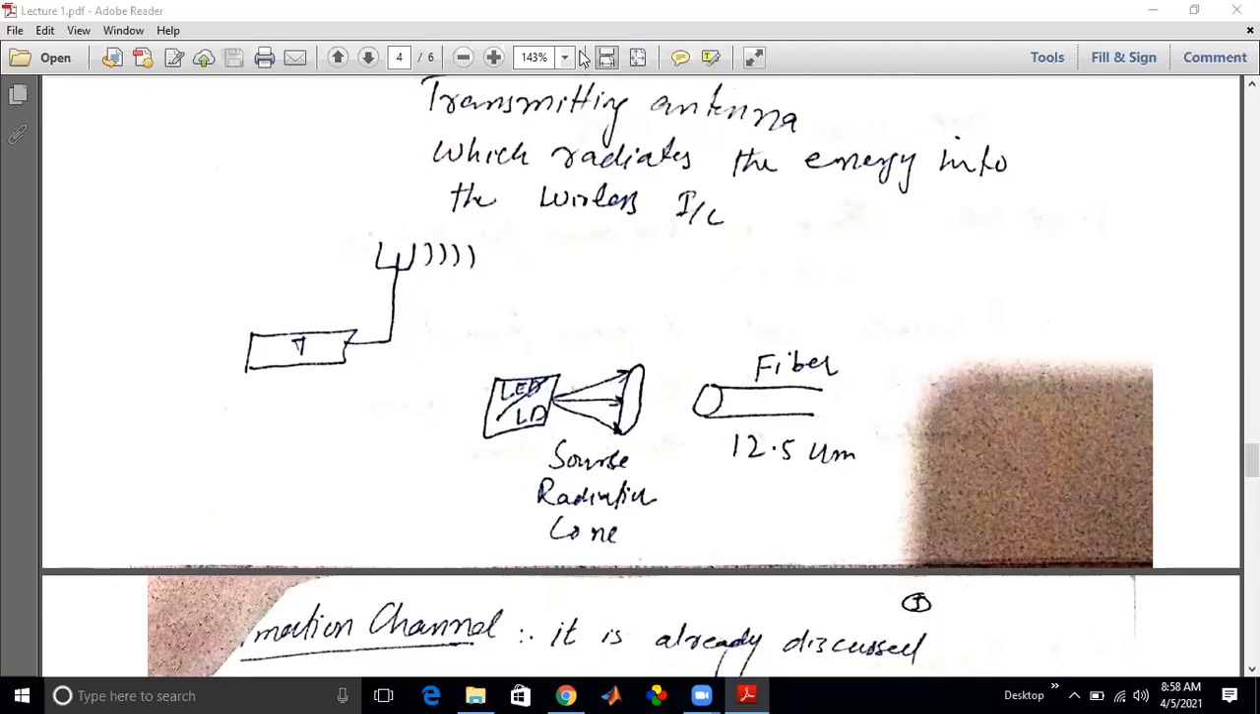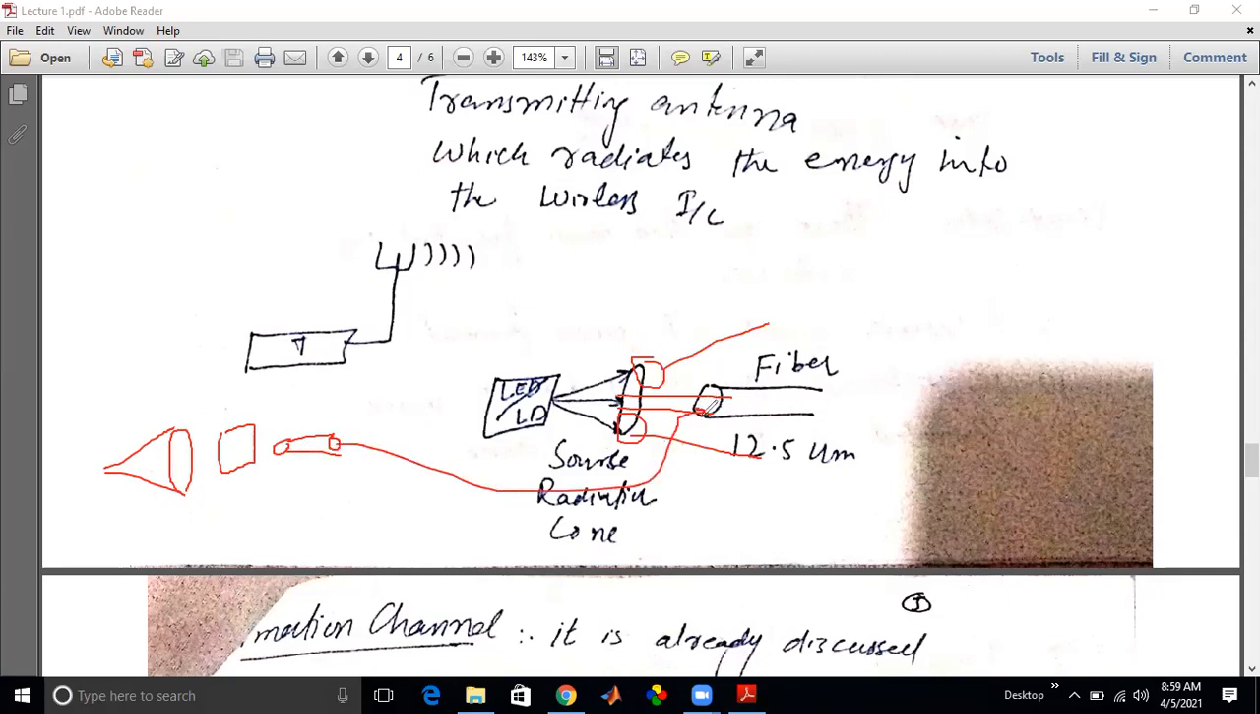The maximum energy will be lost, and only some portion will pass through this. So we will reduce the size of the cone, this source radiation cone. We will pass it through some system that will convert this cone into a smaller cone, and this smaller cone can be easily passed through the optical fiber. So this is the coupler.